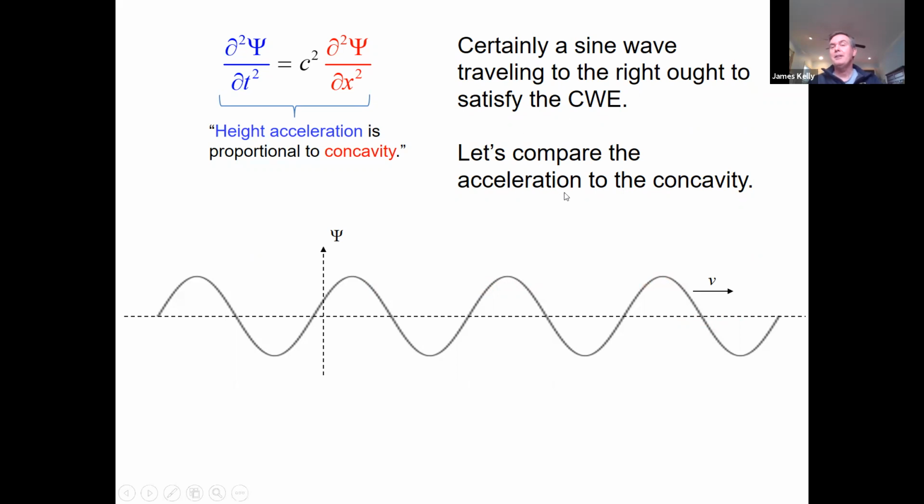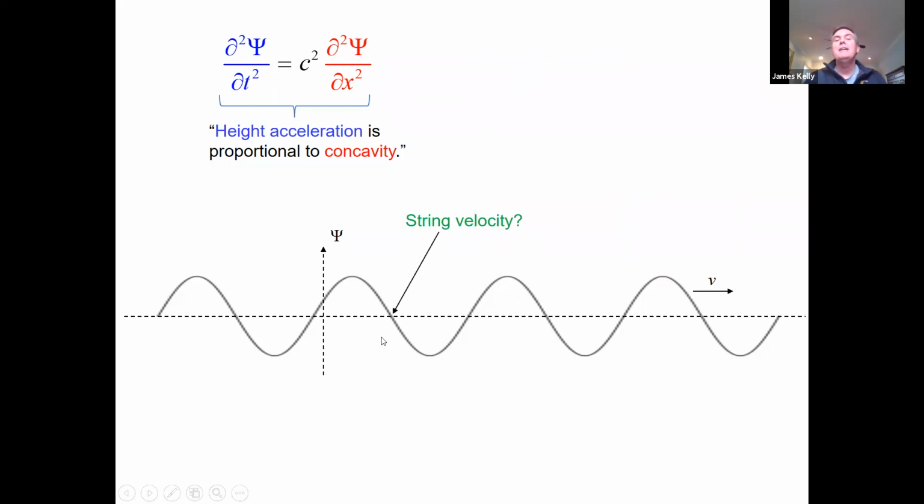And what I want to do is compare the acceleration at each point to the concavity, just to get a feeling for how to think about this partial differential equation in one dimension. It's not the Schrodinger equation, but at least we'll get some idea of how to think about this. So if I can ask a few of you for some shout outs: at this instant, the string looks like this, but I'm also telling you, as time goes on, it's traveling from left to right.